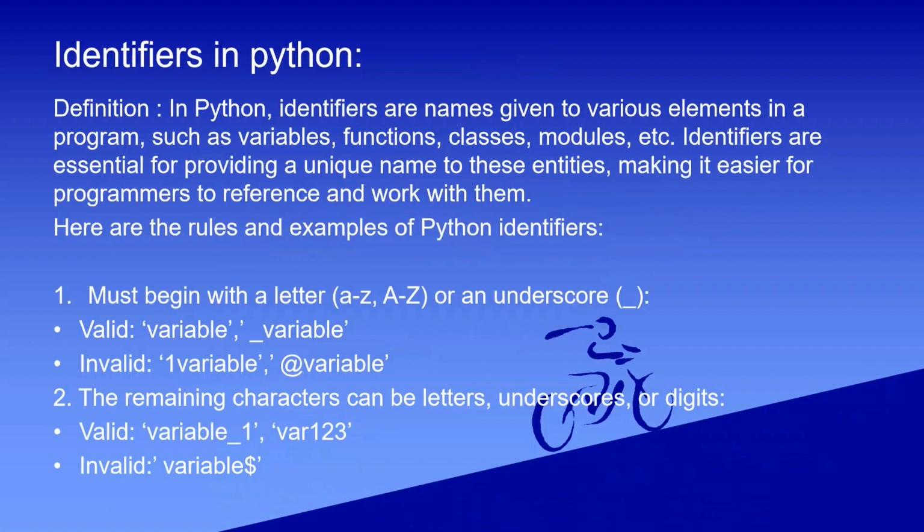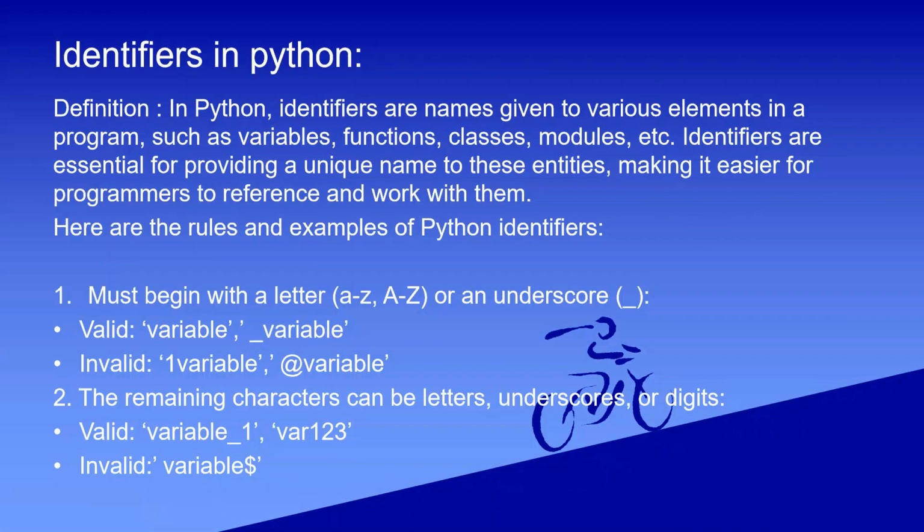Identifiers in Python. We have different names, right? In the same way, for naming various elements in a program, we use identifiers, such as variables, functions, classes, modules, etc. Identifiers are essential for providing a unique name to these entities, making it easier for programmers to reference and work with them. Here are some rules and examples of Python identifiers.